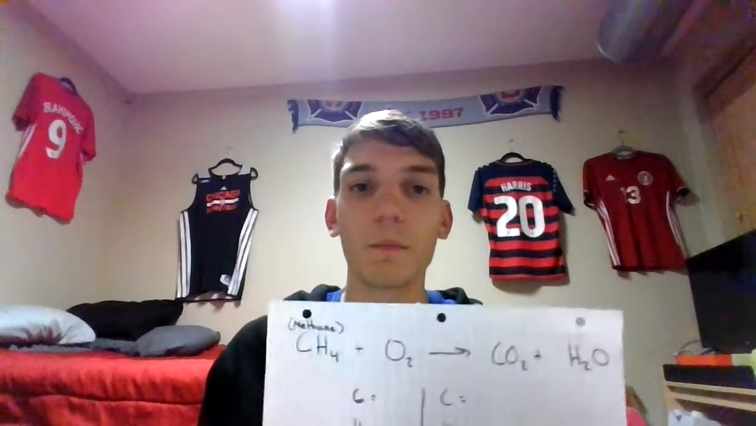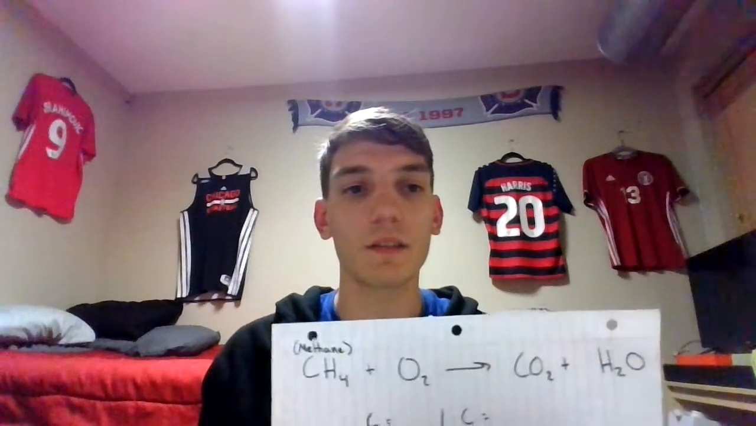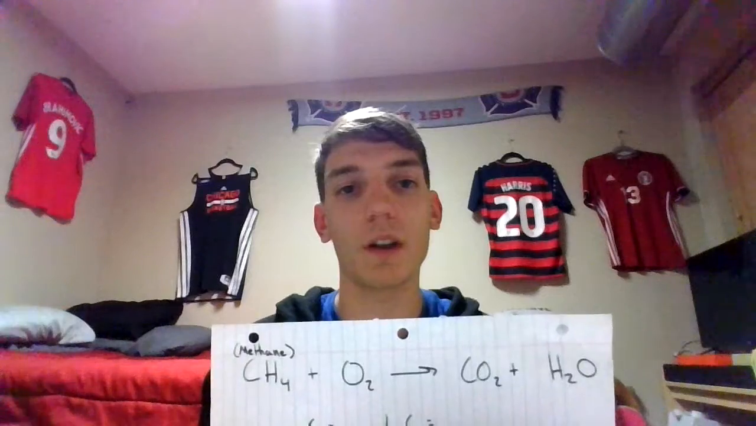So the first step to balancing an equation is you have your equation, whatever it is. I'm going to be using methane and oxygen as my reactants, and carbon dioxide and water as my products. So you have your equation now.